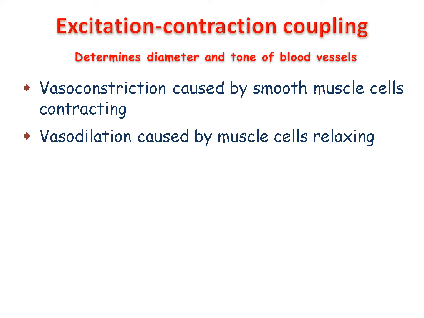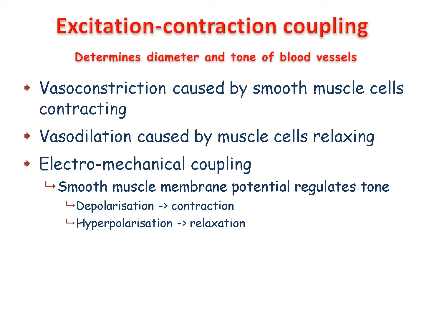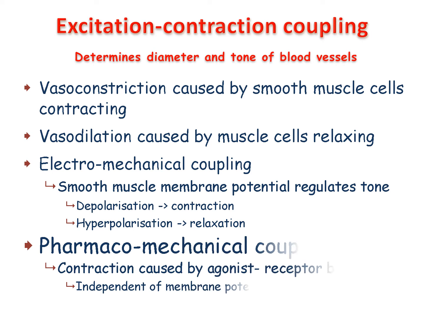Excitation-contraction coupling can be regulated by the membrane potential, such that depolarization evokes contraction. This is known as electromechanical coupling. But smooth muscle can also contract independently of membrane potential. When depolarization is not the trigger, it is referred to as pharmacomechanical coupling.